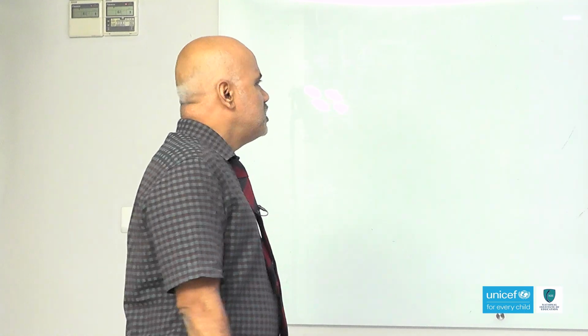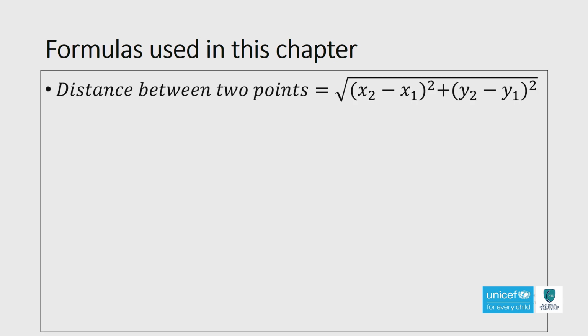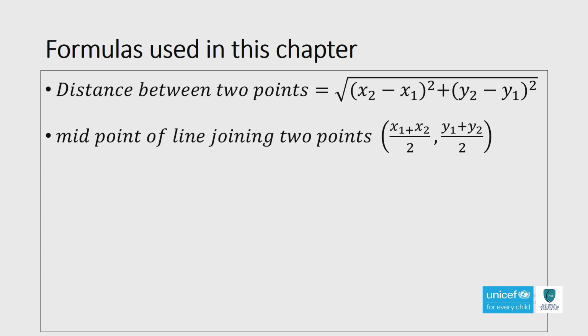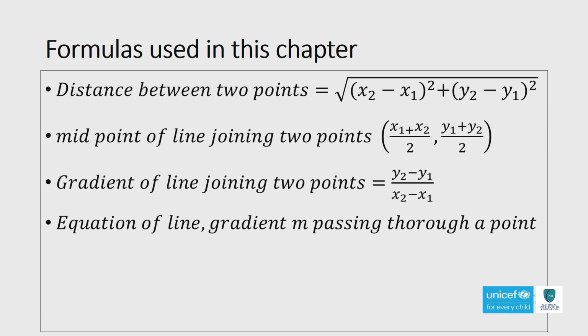And then the formulas used in this chapter, I will just try to revise that content. Distance between 2 points, you already learned it: square root of (x2 minus x1) the whole squared plus (y2 minus y1) the whole squared. Midpoint of a line joining 2 points is ((x1 plus x2) by 2, (y1 plus y2) by 2), that is also known content. Gradient of a line joining 2 points, that is also learned content. Equation of a line with gradient m passing through a point (x1, y1) is y minus y1 equals m times (x minus x1).